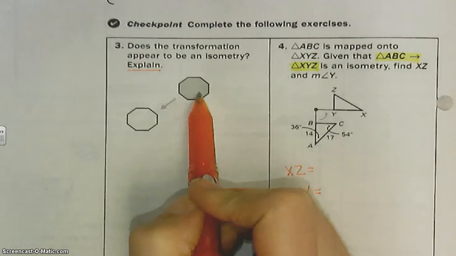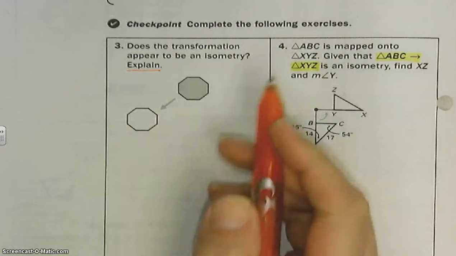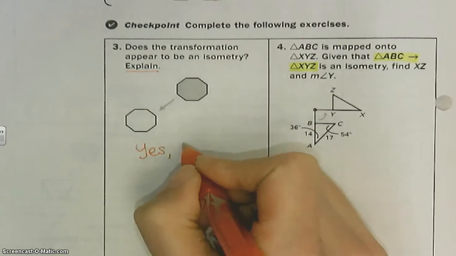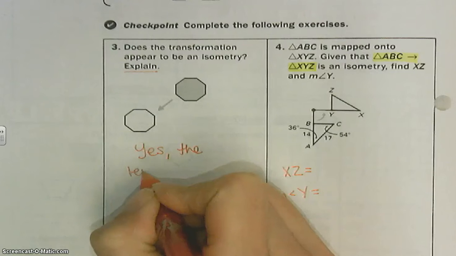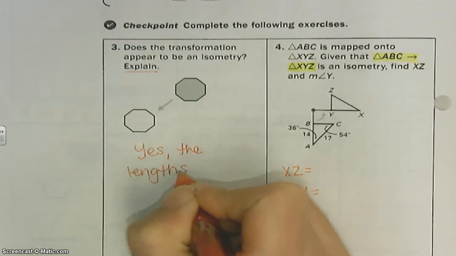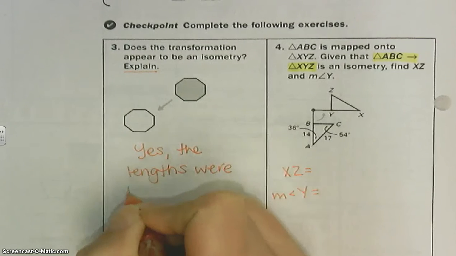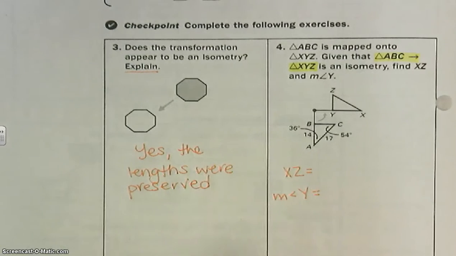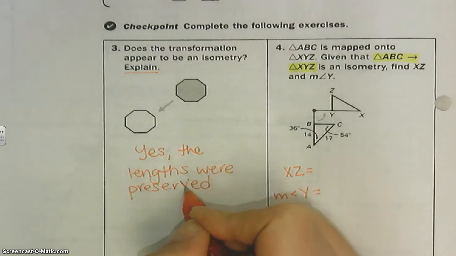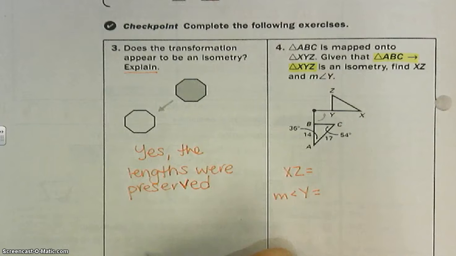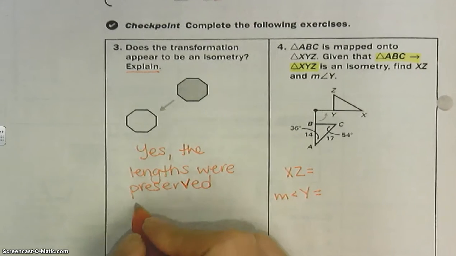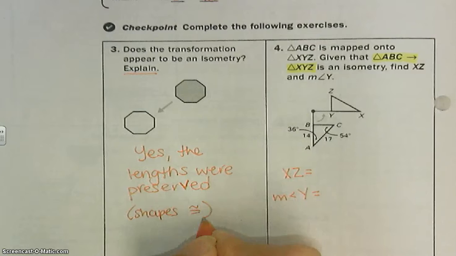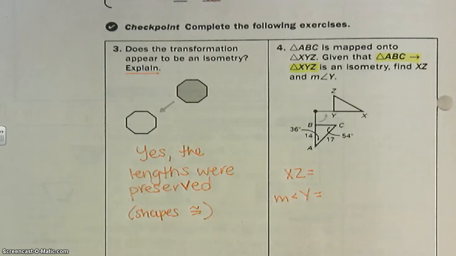Hopefully for this you see that these two shapes are congruent. They stayed the same. So yes, this is an isometry. You could say the lengths were preserved. That's one way you could explain. You could say the size was the same. You could say they are congruent. All of those are perfectly fine ways to explain an isometry. The shapes are congruent. Anything along those lines is great.